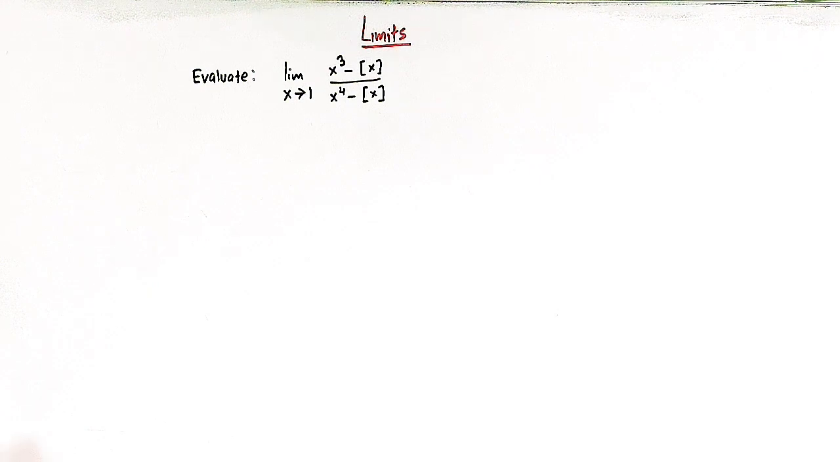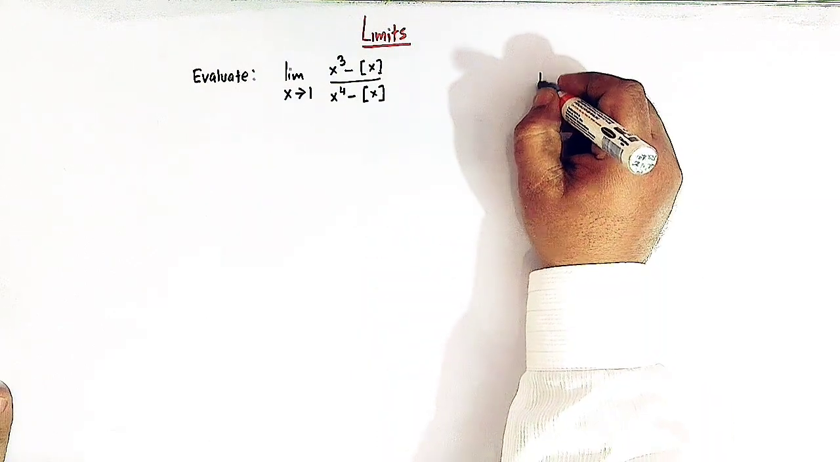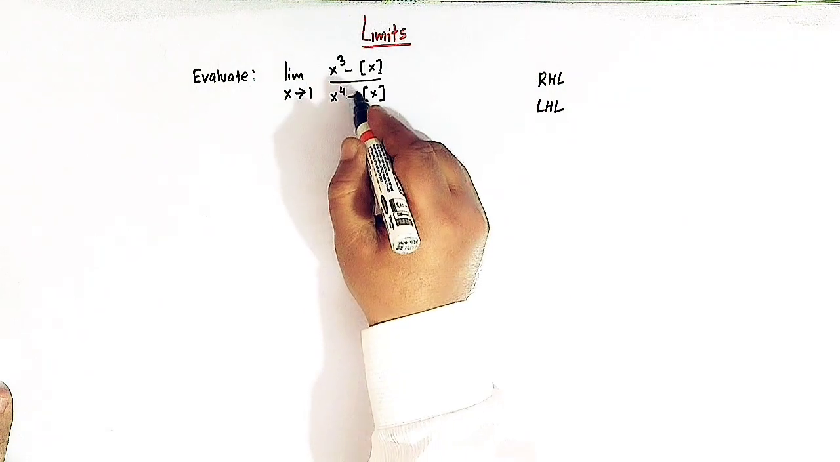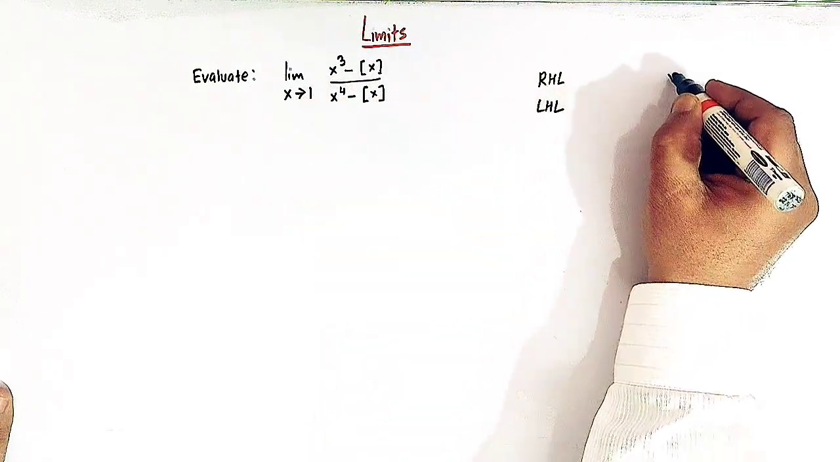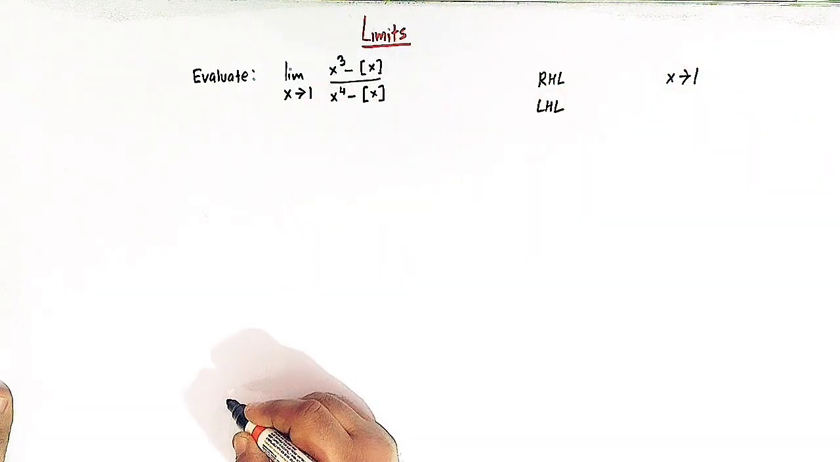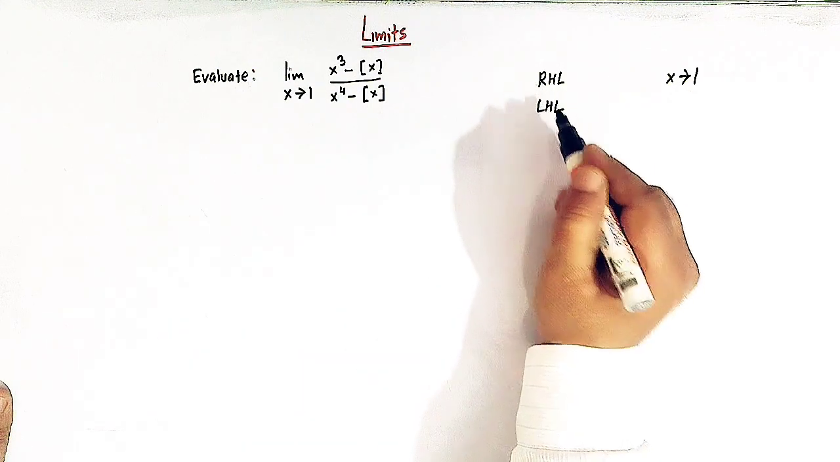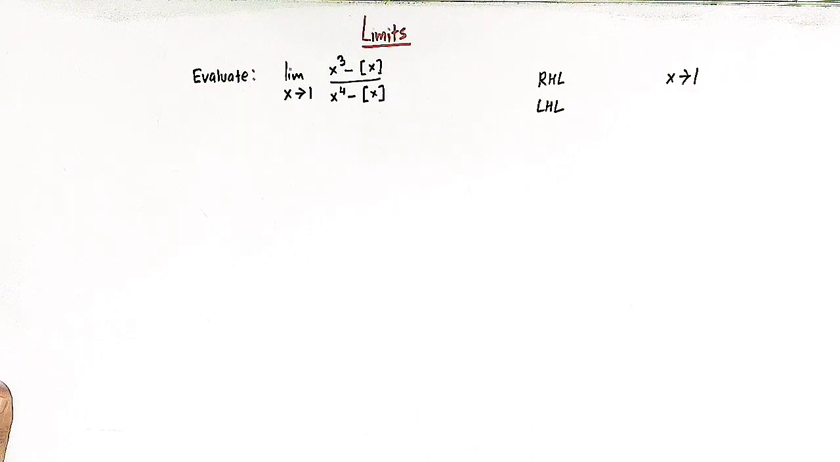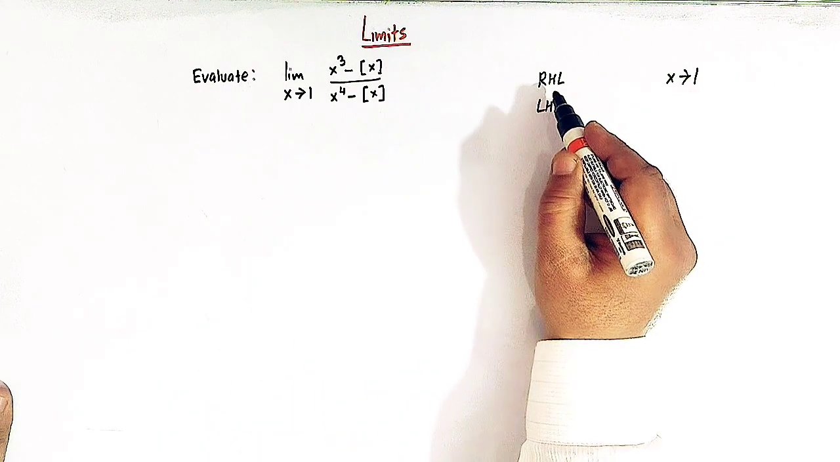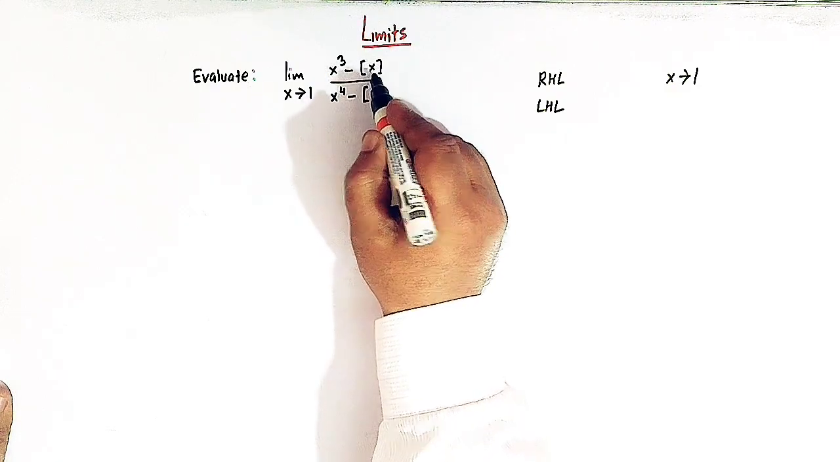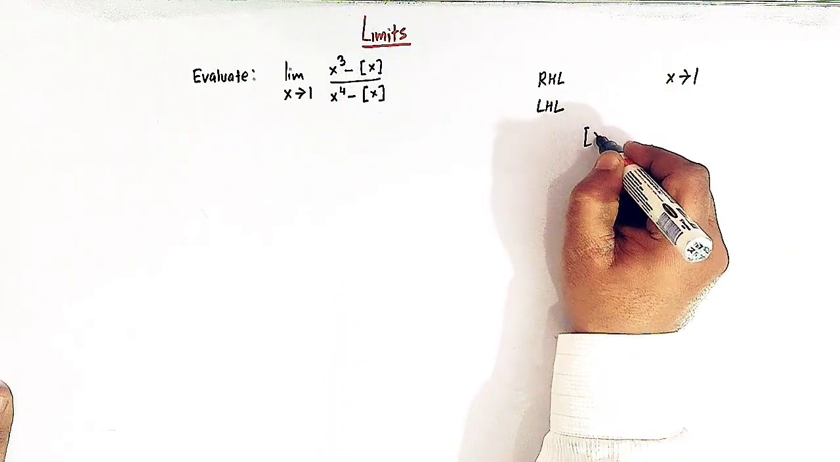For the existence of limits, we'll find out the right hand limit and the left hand limit of this function when x tends to 1. First we'll find out the right hand limit and then the left hand limit. Now before finding out the limits, let us quickly revisit this function, that is greatest integer of x.